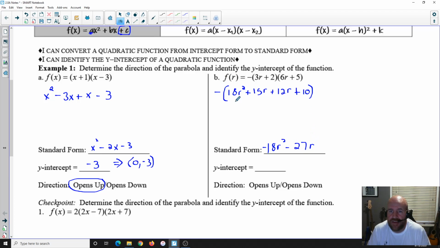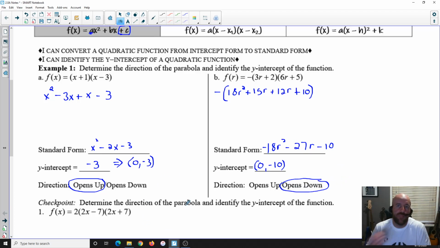And then this positive 10 becomes a negative 10. Now we're in standard form. So looking at the y-intercept, it is going to be (0, -10), or like I said, y equals negative 10. And then the a value out front is a negative 18. So negative means we are going to open down.